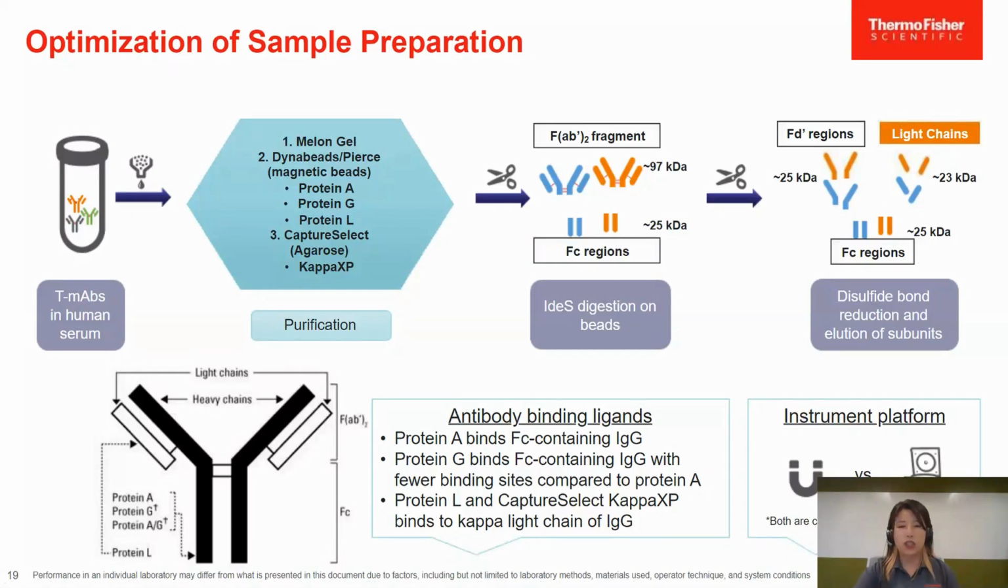Protein A and G, at the bottom of the picture, bind to the Fc region of IgG, which is the heavy portion of the heavy chain. Protein L and KappaXP bind to the kappa light chain of the IgG. After purification, we add an IdeS enzyme to cleave the hinge region of the heavy chain, and further through disulfide bond reduction, we generate the 3 subunits, including a light chain. All the purification techniques are capable of high throughput and automation. It's just a different platform, like magnet or centrifuge.